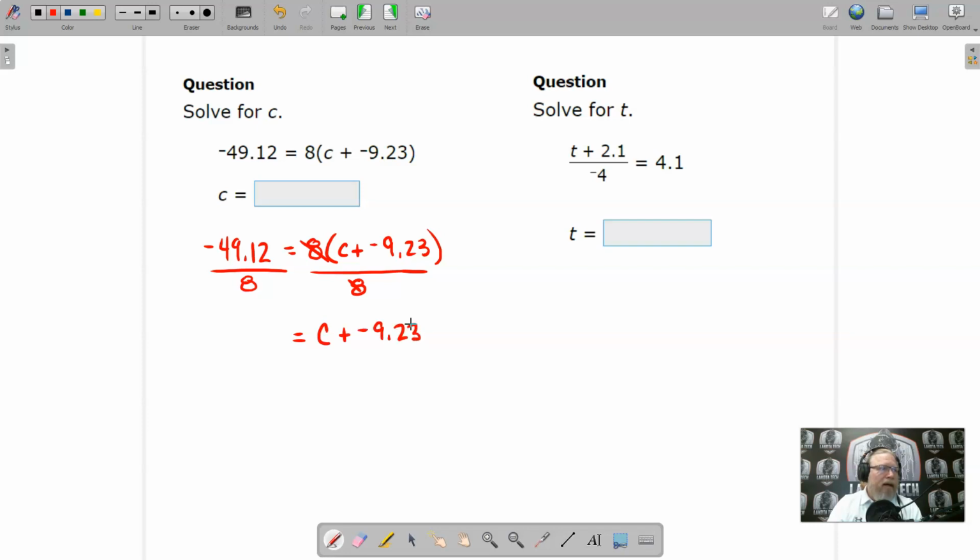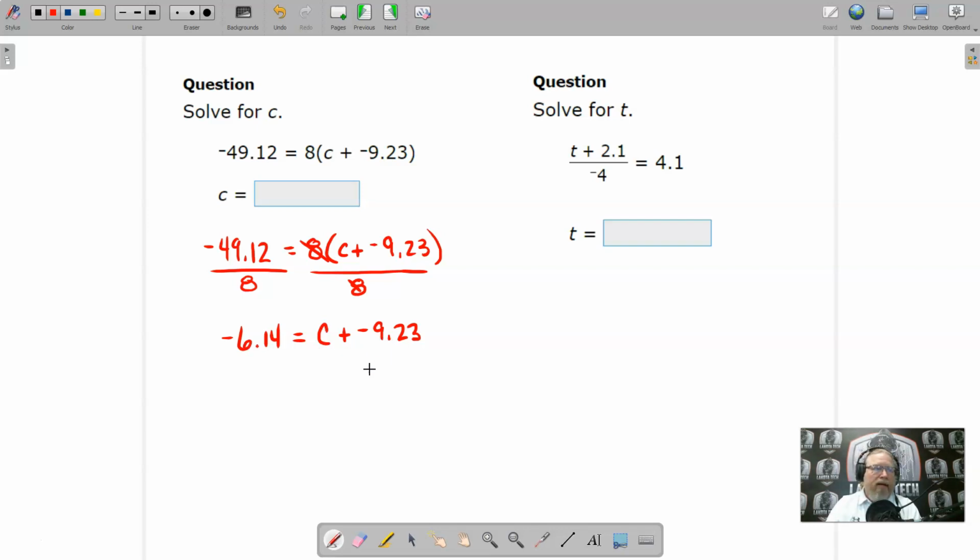And let those 8s cancel each other out so that on the right, all we have is C plus negative 9.23. And then let's take that negative 49.12. We're going to divide that by 8. And we're going to get an answer of negative 6.14. So now we have negative 6.14 equals C plus negative 9.23.